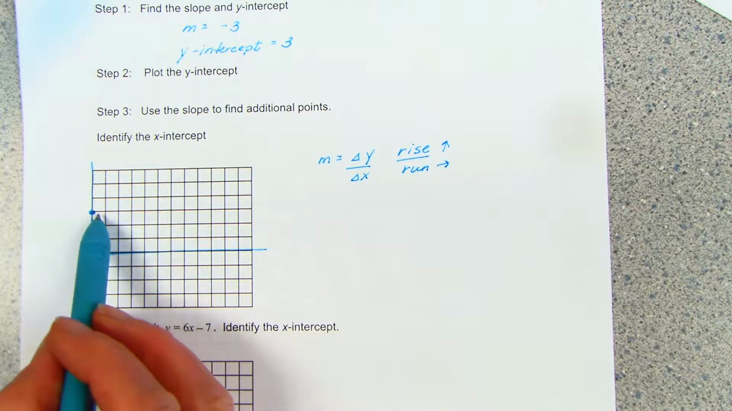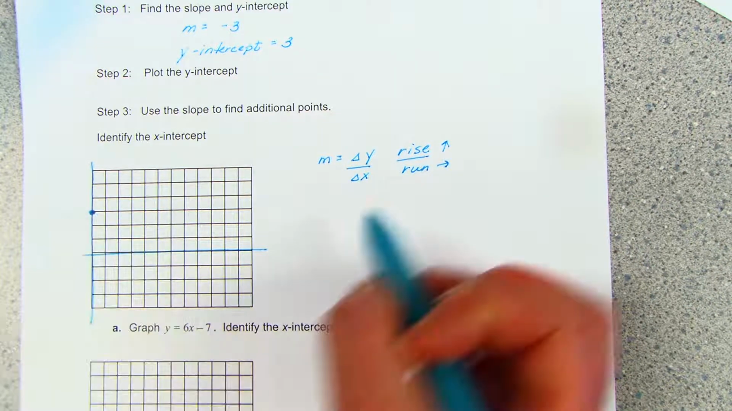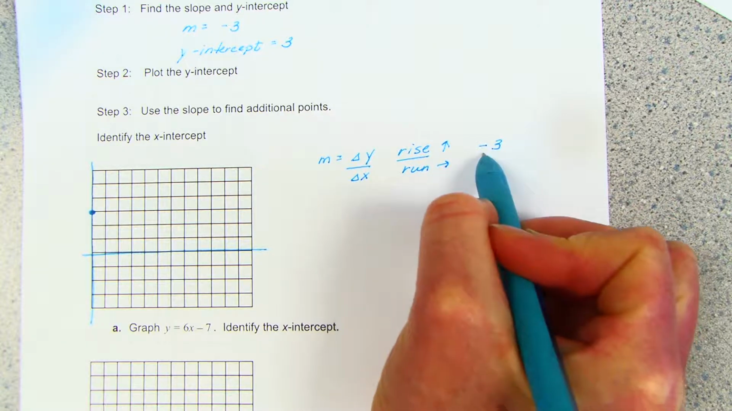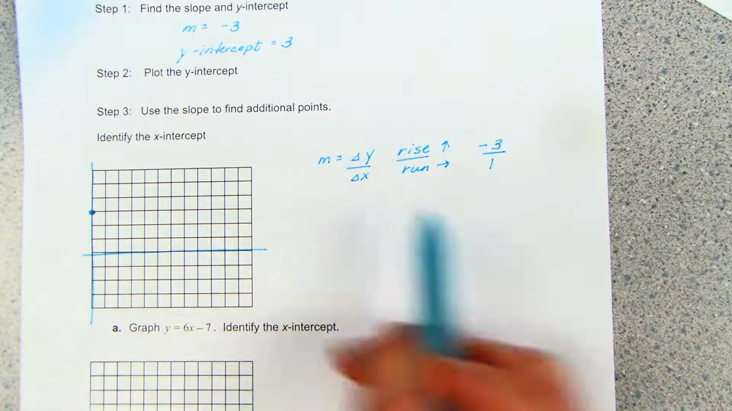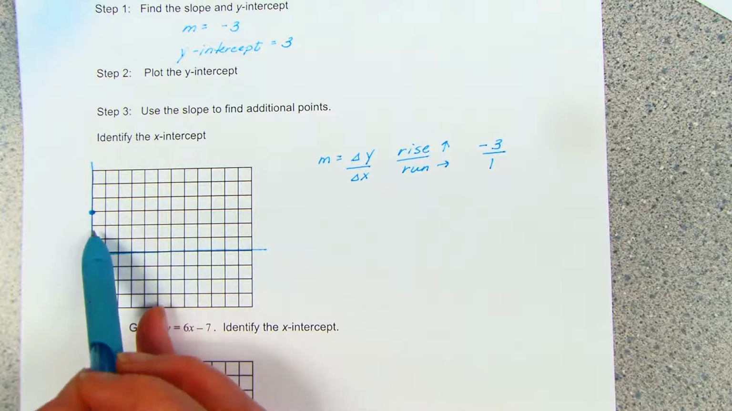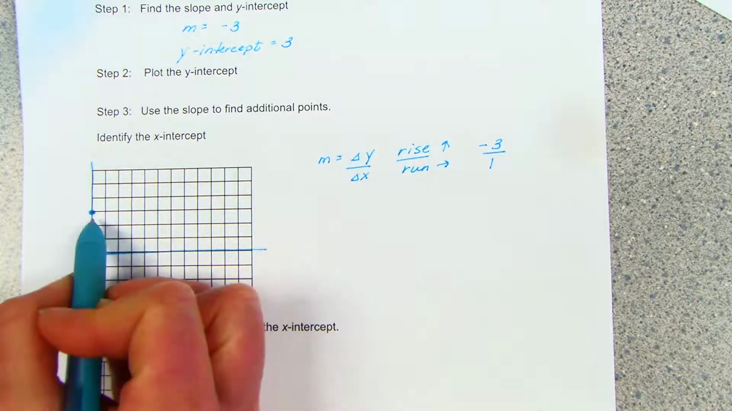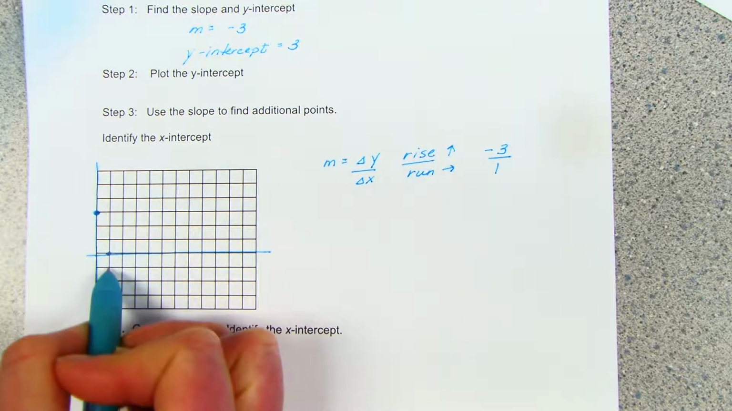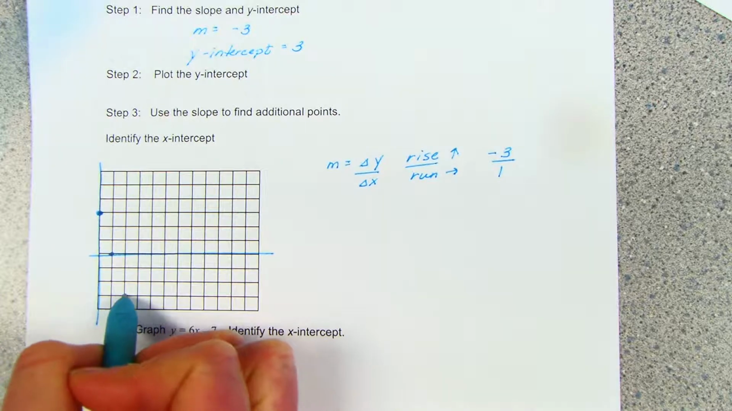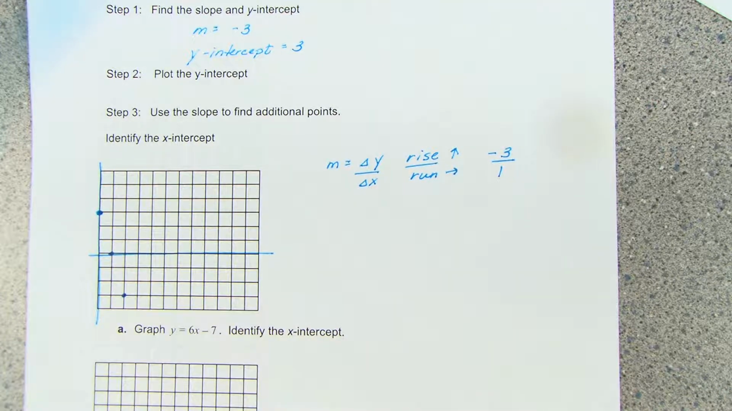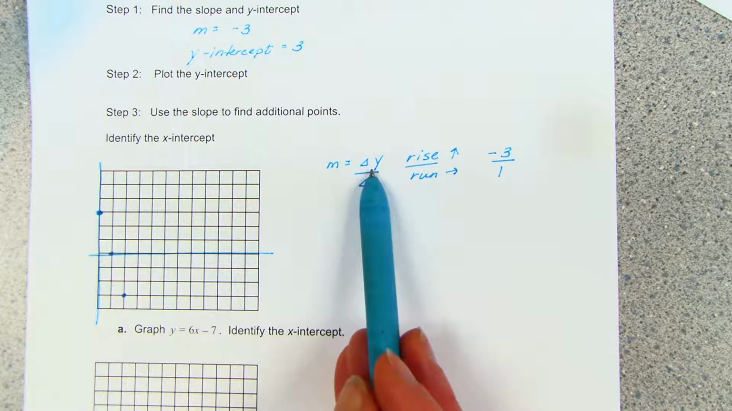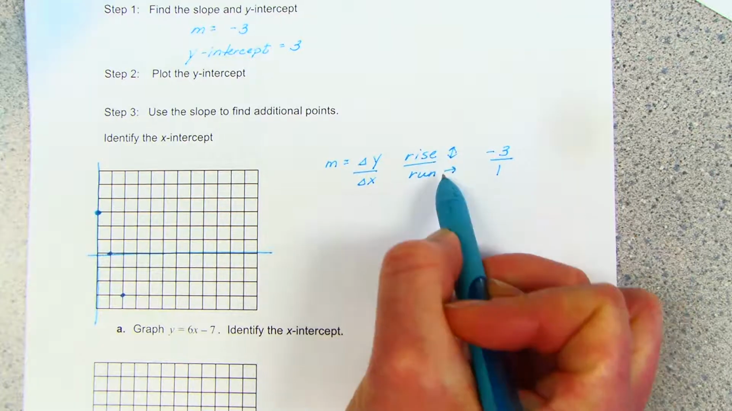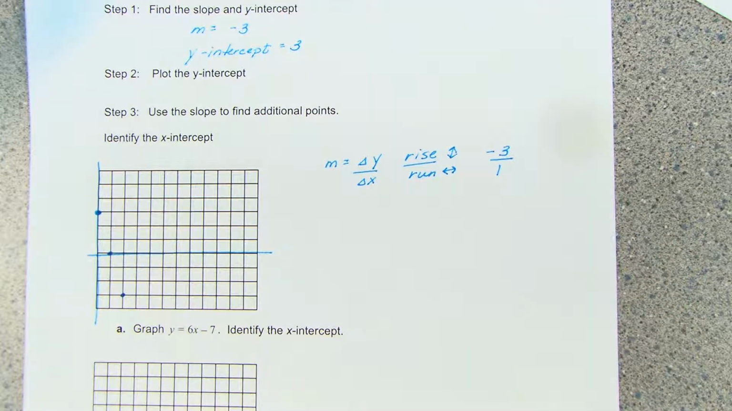Right? So then start at that y-intercept. And in our case, the slope is -3 over 1. And so it's going to go down 3, 1, 2, 3, and over 1. Isn't that handy? So just remember that your slope is the rise, the up or down, over the run, positive or negative.